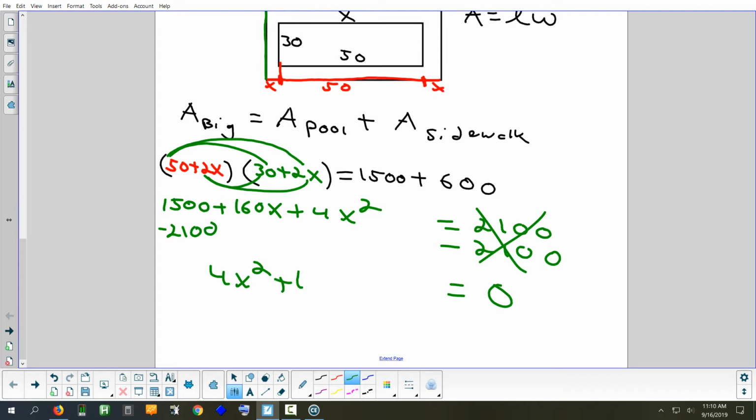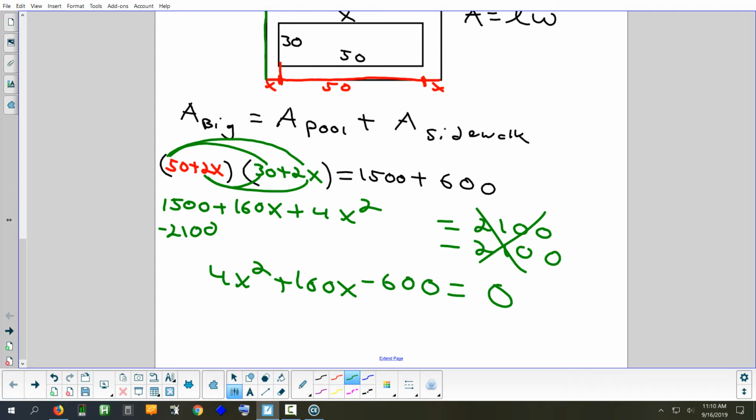4x squared plus 160x, and Caleb, 1500 minus 2100. Negative 600. Yep, negative 600. Good.